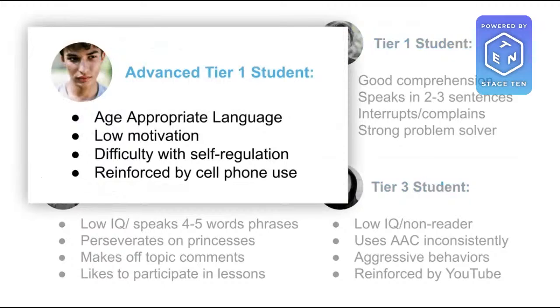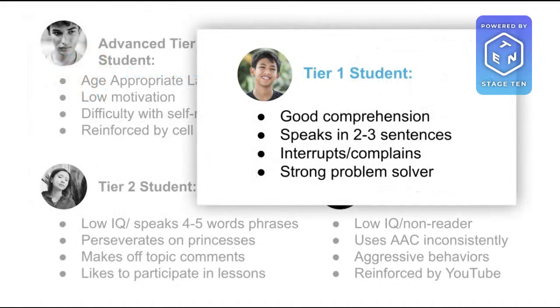Starting with our Advanced Tier 1 student, Drew. This student has executive functioning and emotional support needs. He has age-appropriate language, but also has low motivation to complete assignments and difficulty with self-regulation. Next is our Tier 1 student, Marcus. He is able to read and comprehend paragraphs. He's consistently helpful with his peers, but he often engages in interrupting and complaining.